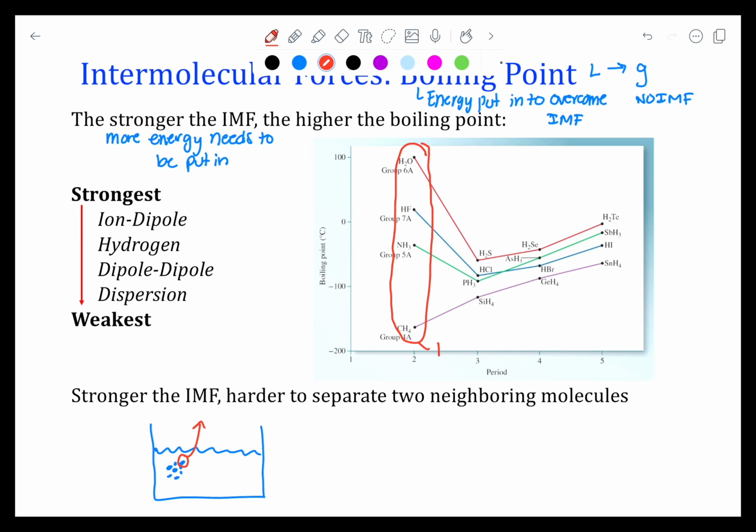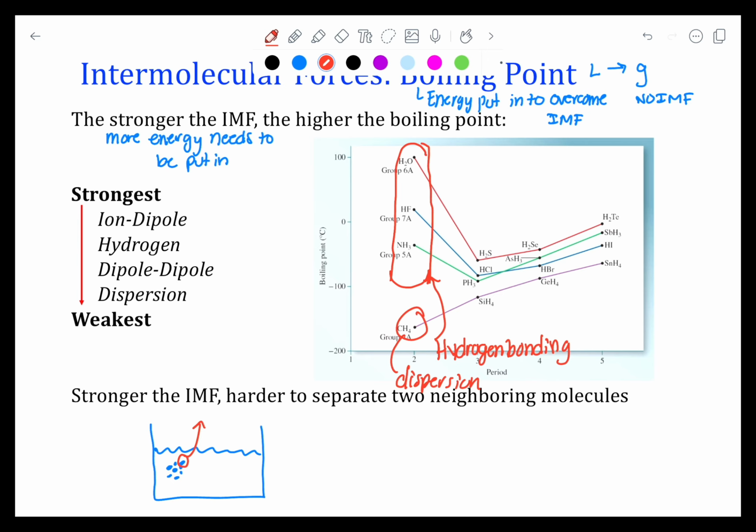Okay, so we see this trend here with H2O, HF, NH3, and CH4. These are all capable of hydrogen bonding. There's our hydrogen bonding. Those are really high in comparison to everything else, whereas we have CH4 down here, which is just dispersion. So it has a low boiling point. It's really easy to get CH4 from a liquid to a gas, whereas water takes a lot of energy.